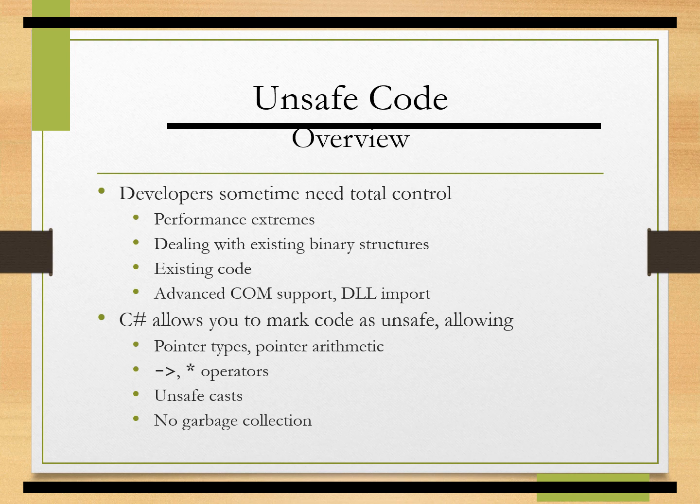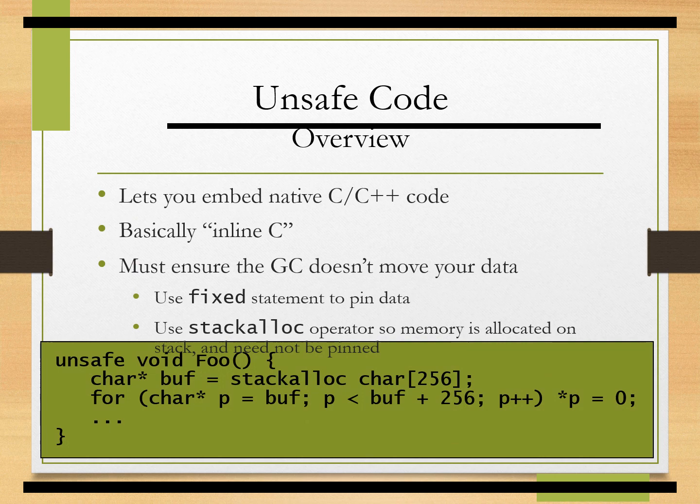C# allows to mark a code as unsafe, allowing permissions from the pointer types, pointer arithmetic, and the operator unsafe cast, no garbage collection. If you see the performance extreme, it means dealing with the operator from the binary structures and existing code. So advanced COM support and DLL support to the operator. The operator comes in the arithmetic operator, logical operator, conditional operator. If you see the unsafe comments, it means no garbage collection comes in. Unsafe code means to be overloaded.